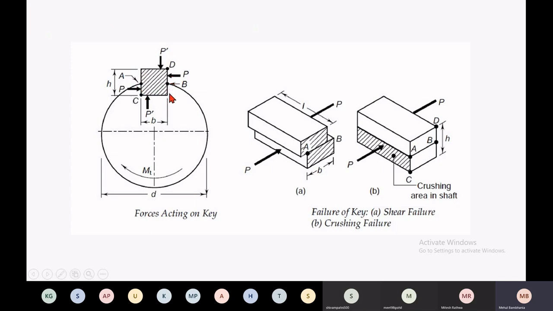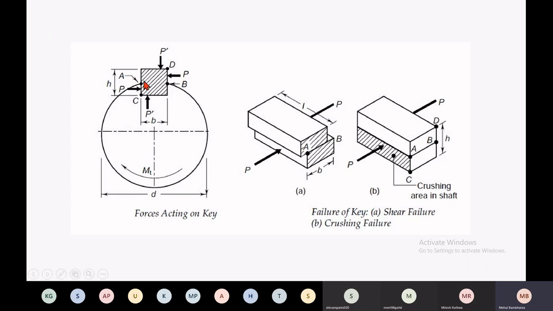Right now it is a square cross-sectional key, let's say, having certain breadth b and height h, and this P amount of force is experienced when it is rotating in this direction. It will experience it on this AC side, and on the opposite side, this DB side will be connected on this hub. So equal and opposite forces are applied, which we denote as a capital P.